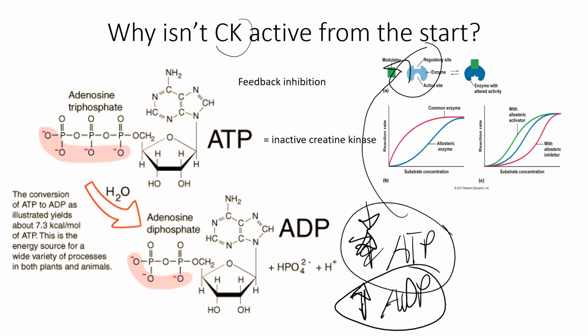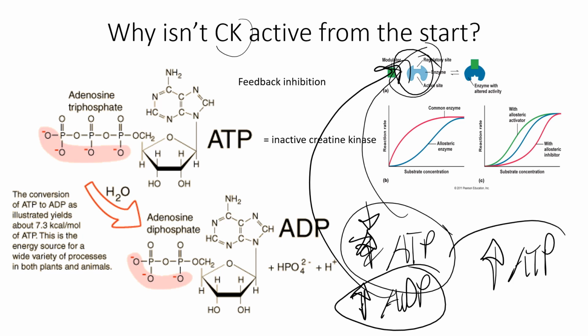So what ADP will do is it will allosterically activate the enzyme creatine kinase to get the phosphagen system going to drive up those levels of ATP.